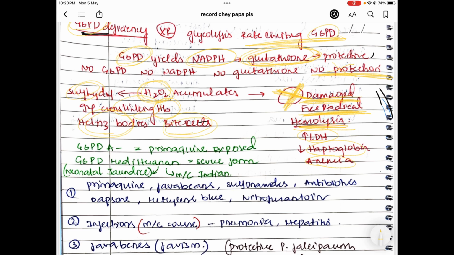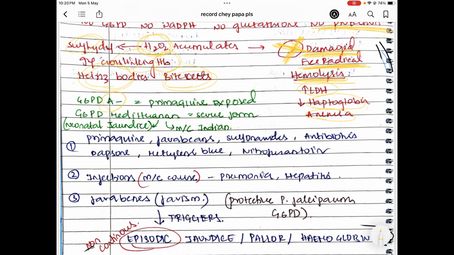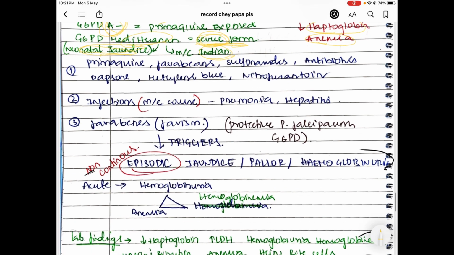and bite cells. So two types: one is A minus and the second is Mediterranean. Mediterranean is the most common form seen in Indians and a severe form, and it can also present with neonatal jaundice. A negative is seen in persons who are exposed to primaquine, right? So what are the triggering factors? It's the most important part of this video.